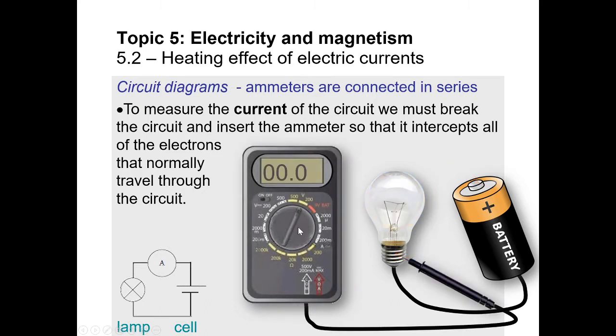Okay, so this dial's got to get turned for current. We're at the 200 milliamp setting. It's going to be a pretty small current. So notice that it is part of the circuit and the measurement is 0.2 milliamps. That's pretty small.